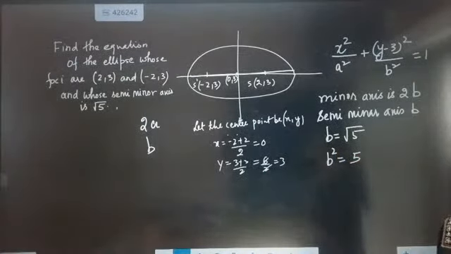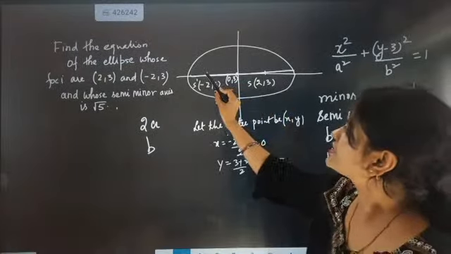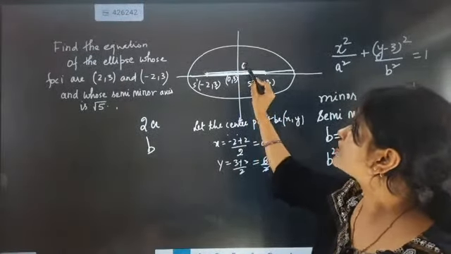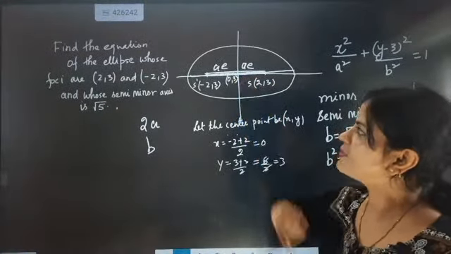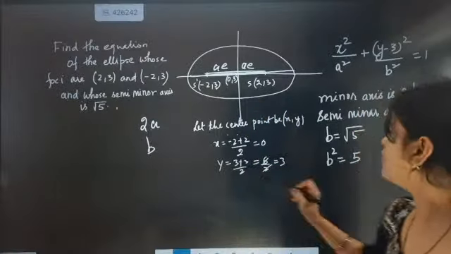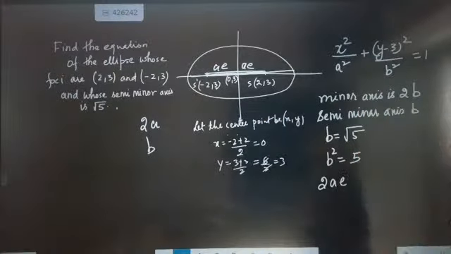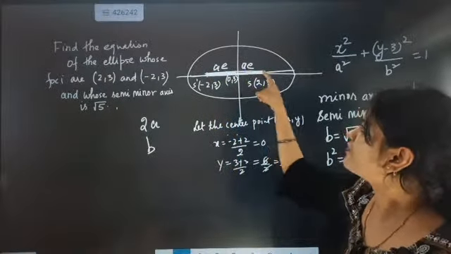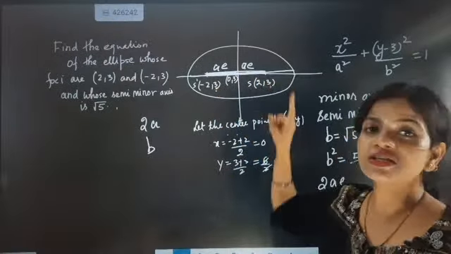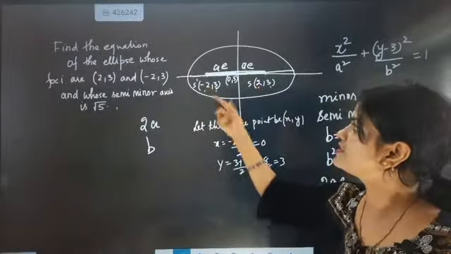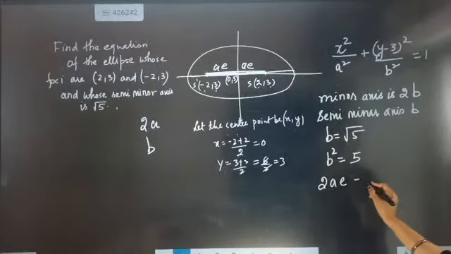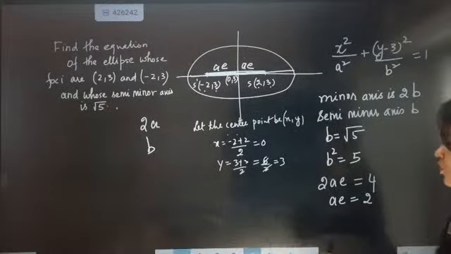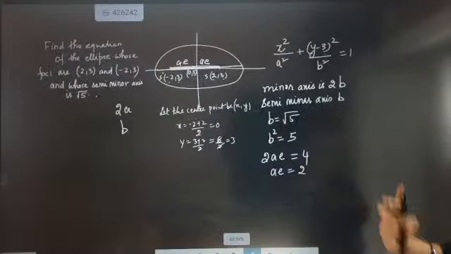Now you know the distance between the foci. Here 3 and 3 are the same, so the distance between the foci will be AE plus AE, that is 2AE. Beta, you see here 3 minus 3 becomes 0, so this distance and this distance are each 2, so the total is 4. So AE will be equal to 2. Now you have AE equal to 2 and b square equal to 5.